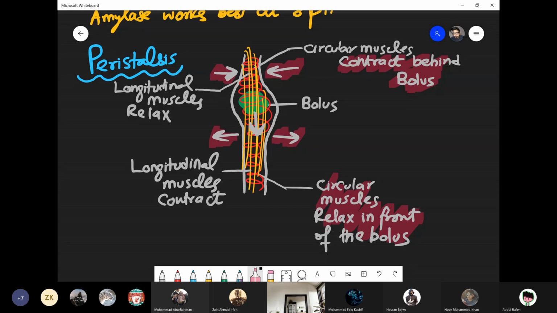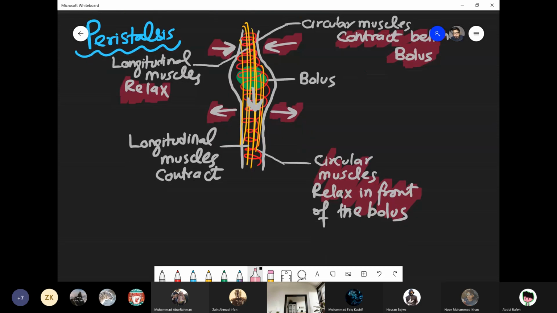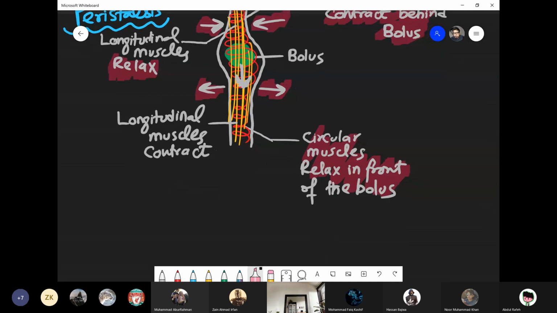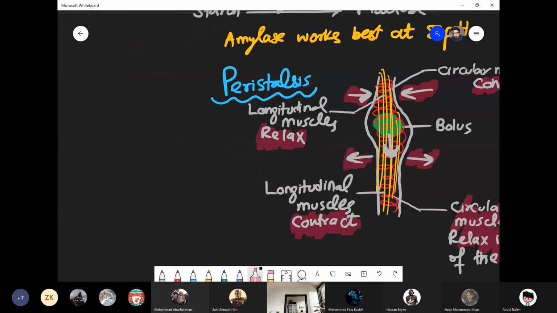Another thing I told you is that the muscles always work in pairs. When one muscle is contracting, the other muscle always relaxes. So if the circular muscles are contracting behind the bolus, in front of the bolus the longitudinal muscles will relax. And when the circular muscles are relaxed in front of the bolus, the longitudinal muscles will contract in front of the bolus. Understood, everyone? Yes, sir. Right? Now boys, we come back over here.